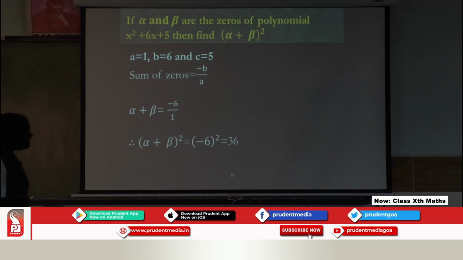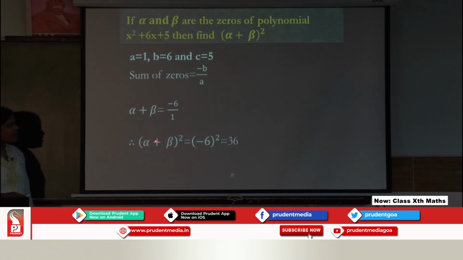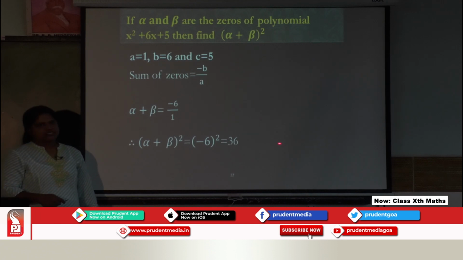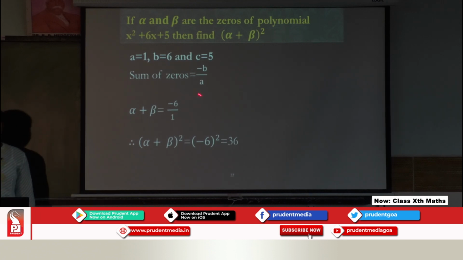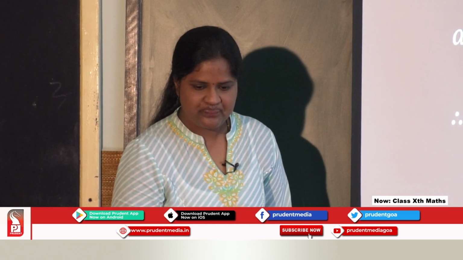But what is asked? Are we asked alpha plus beta only? No, we are asked to find the square of it. And what is the square of alpha plus beta now? That is minus 6 square, and minus 6 square is 36. 6 into 6, 36. Negative sign multiplied by negative, the final output will always be positive. So, this is one of the applicative type questions which may appear in the objective form.